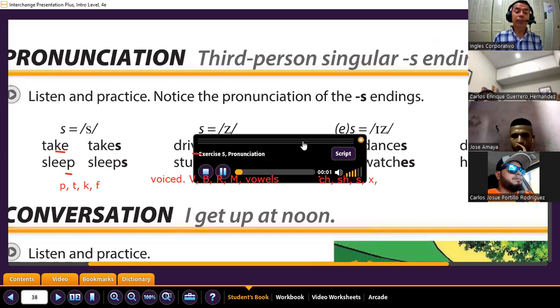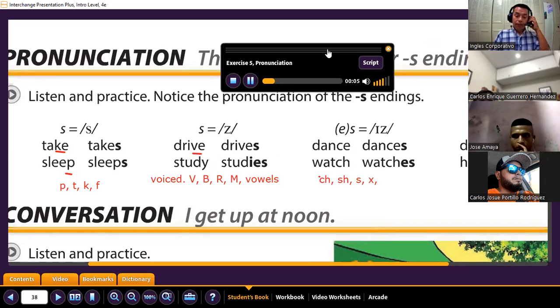Listen to the audio. Page 38, exercise 5, pronunciation. Third person singular S endings. Listen and practice. Notice the pronunciation of the S endings. S equals S. Take, takes. Sleep, sleeps. S equals Z. Drive, drives. Study, studies. S equals is. Dance, dances. Watch, watches. Irregular. Do, does. Have, has.